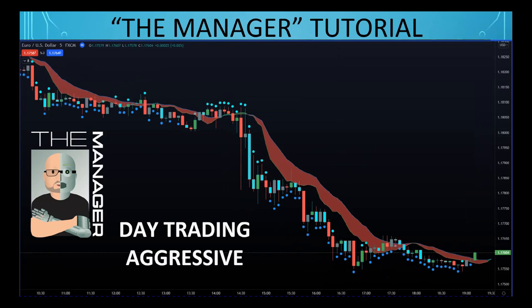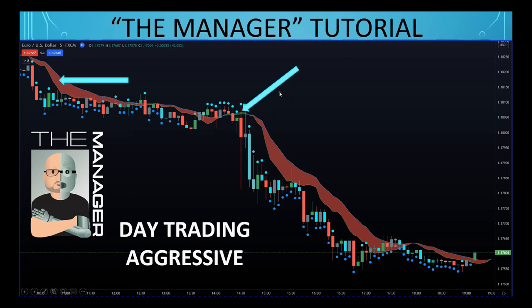this is the aggressive setting. One thing to note here, we've still got the cloud red during this move, but it's not a parabolic move, it's a slow move down, and you can see here the cloud just momentarily turns to green. So if you're following the rules, you would get out of this trade on this point, and we're going to look at lessons learned by this in a couple of slides.